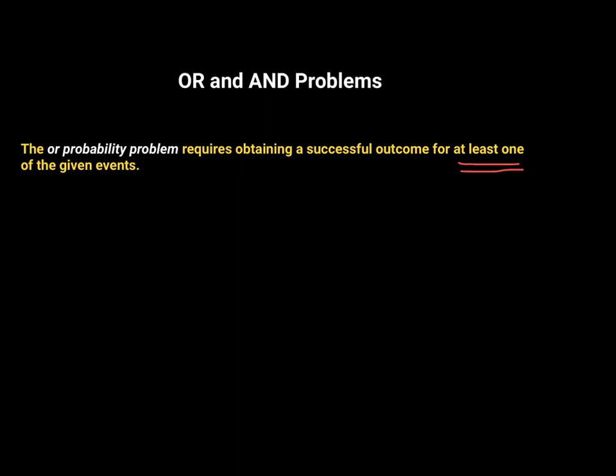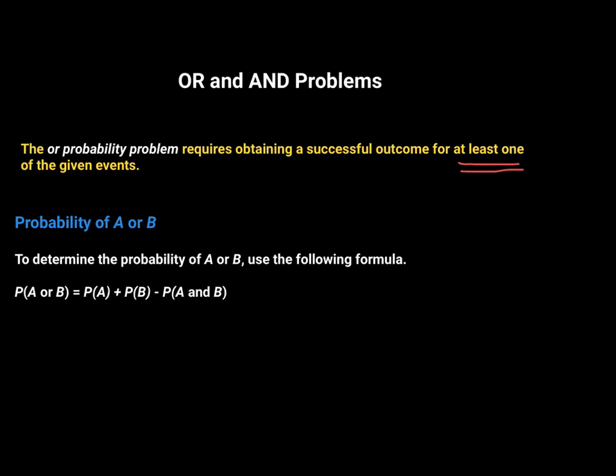Now, we have a formula for determining the probability of an event, A or B, and this is how we're going to symbolize it. The probability of event A or B occurring is equal to the probability of event A plus the probability of event B minus the probability of A and B. This formula is many times referred to as the addition formula. All right, so let's use it for the following example.